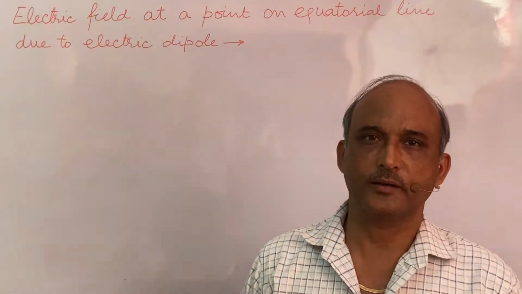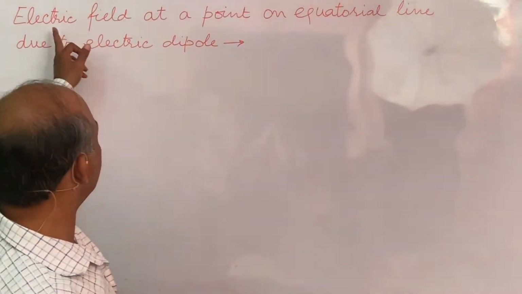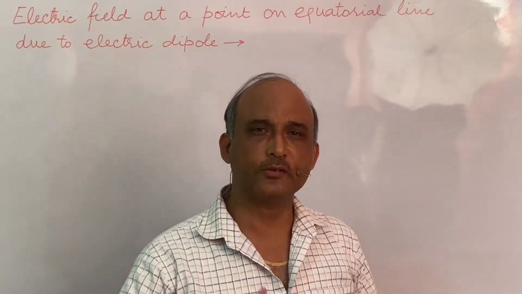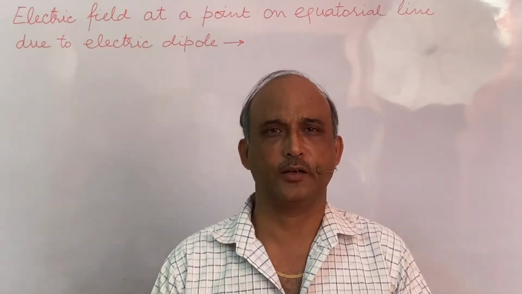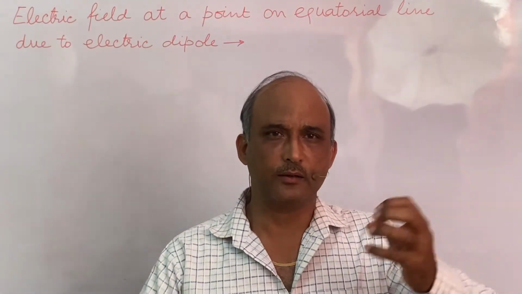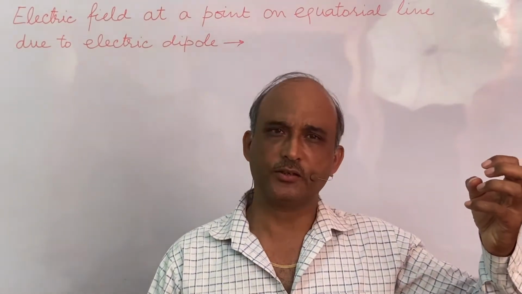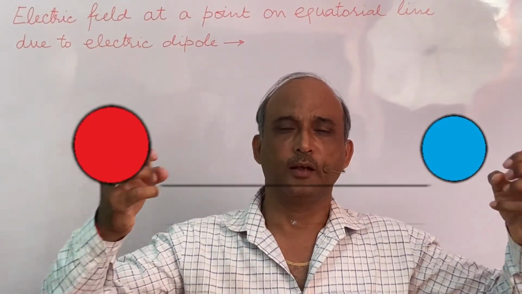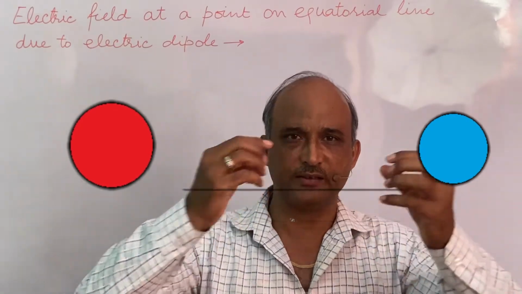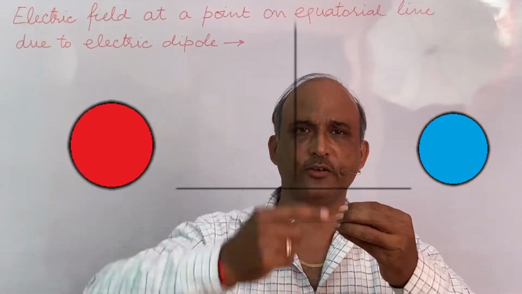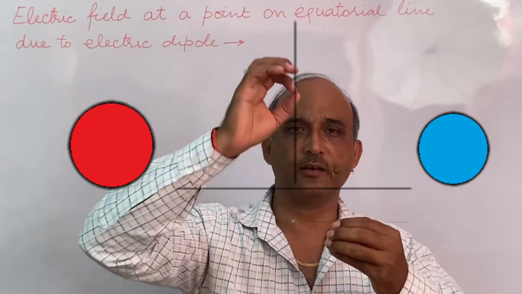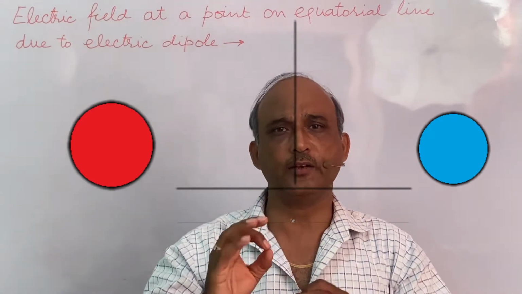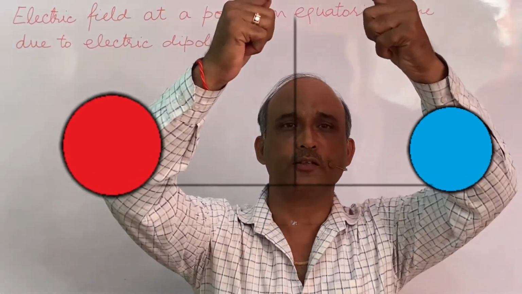Yes, let us discuss the topic electric field at a point on equatorial line due to the electric dipole. First of all, what is the equatorial line? Suppose any dipole of charge minus q plus q having dipole length 2l. Any point on the right bisector, it is the equatorial line. So any point on this line is called a point on equatorial line, and we have to find the electric field due to this dipole on this point.